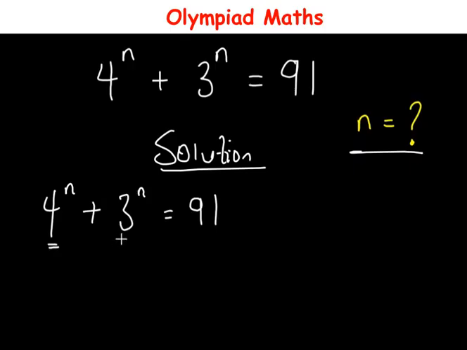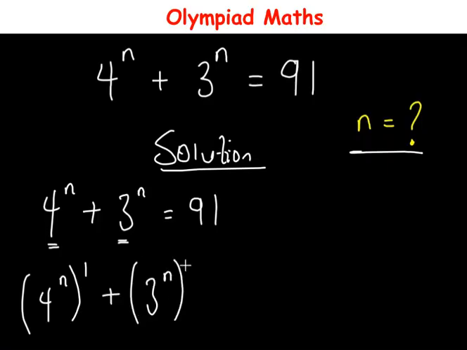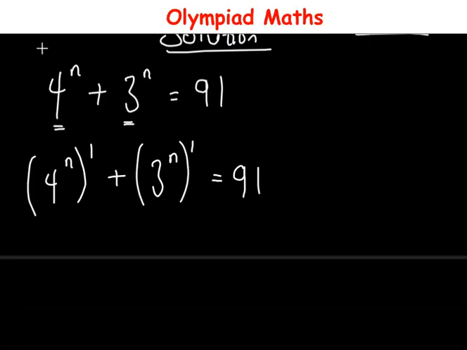Now we can write this and this as, in brackets, 4 raised to power n all raised to power 1, then plus, in brackets, 3 raised to power n all raised to power 1, and this equals 91. So the power of 1 right here will not change this equation. Okay, so with this we can express 1 as 1 over 3 times 3. So power 1 right here and here will be replaced by 1 over 3 times 3.